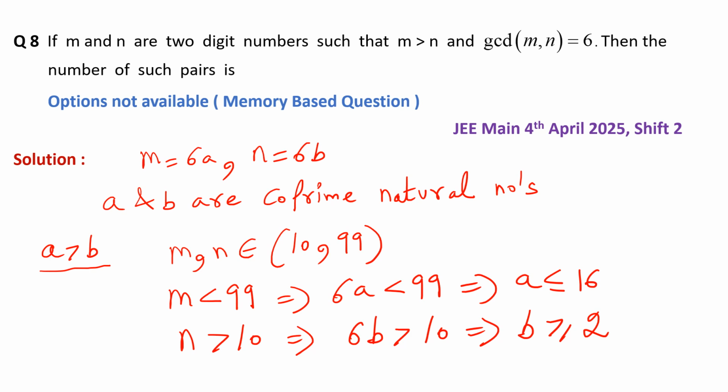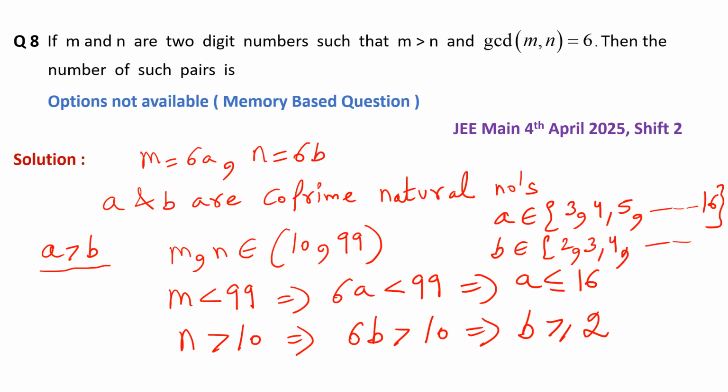Now students, since a is greater than b, so this clearly implies that a must belong to the set 3, 4, 5 and so on till 16, and b must belong to the set 2, 3, 4 and so on till 15. Right? And while allotting values to a and b and finding the total number of pairs for m and n, you must keep in mind that a must be greater than b and a and b must be co-prime. Now students, we move further.